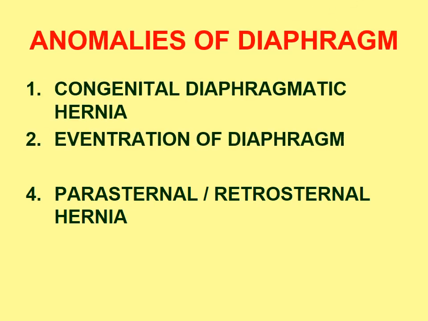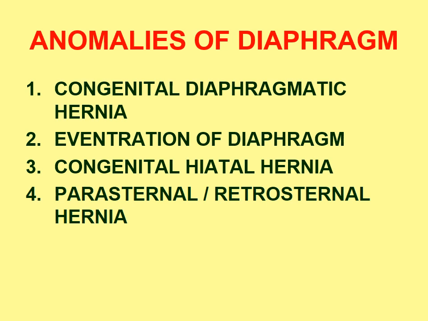So there are certain anomalies associated with the diaphragm. Whenever there is a defect in the partitioning and formation of the structures which make the diaphragm, this leads to a gap, and this gap allows structures to pass into the thoracic cavity. So this can be the congenital diaphragmatic hernia, the congenital hiatal hernia, the parasternal or retrosternal hernia, which are because of the gaps and defects in the structures forming the diaphragm.